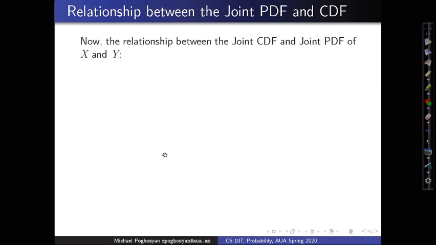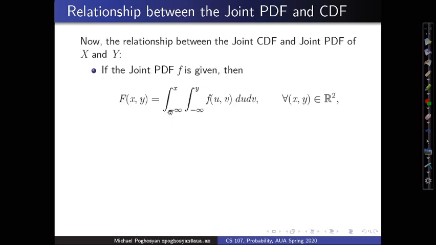Now, the relationship between joint PDF and joint CDF. One of the relationships is given through the definition. So if we have joint PDF, small f, and if we integrate that small f from minus infinity to x times minus infinity to y, so u is running from minus infinity to x and v is running from minus infinity to y, if we integrate this, we will get joint CDF. This was the definition of continuity of random vector.